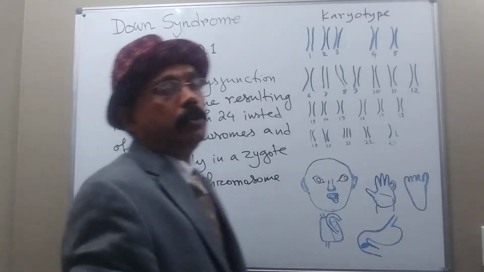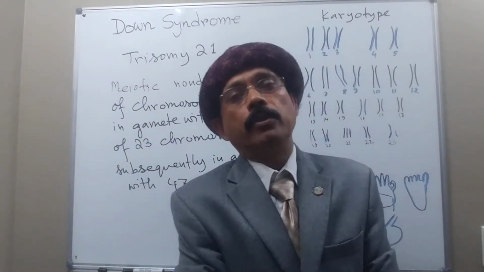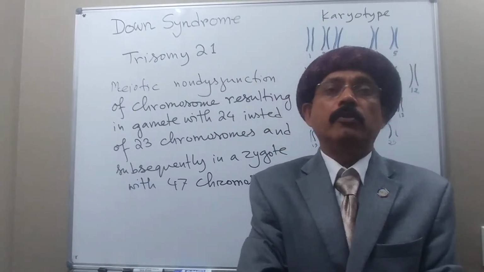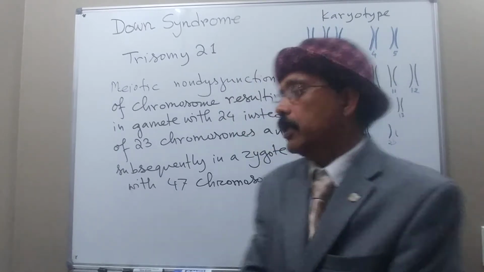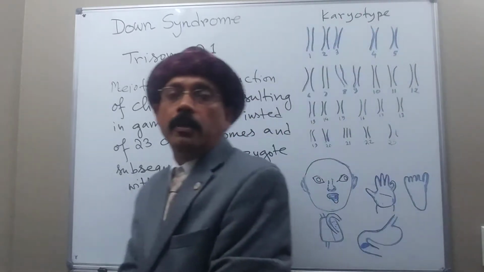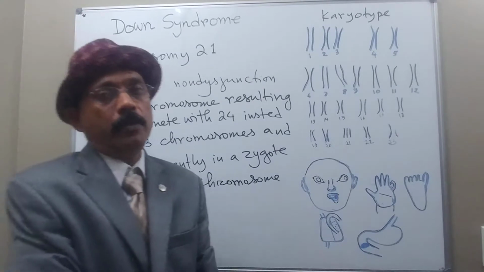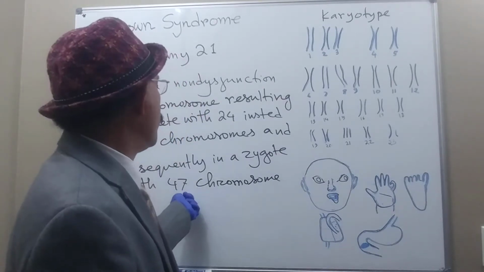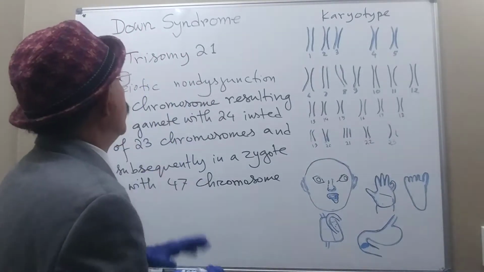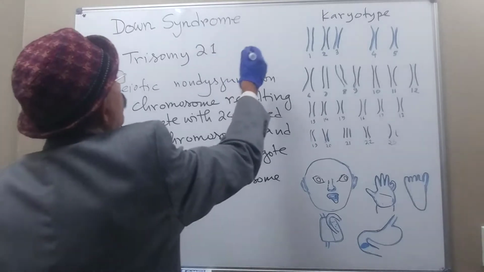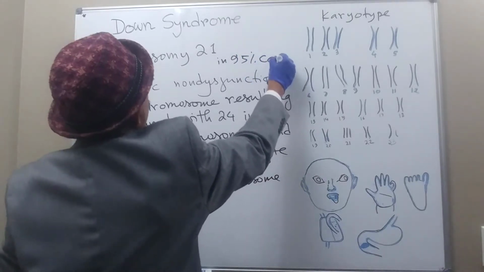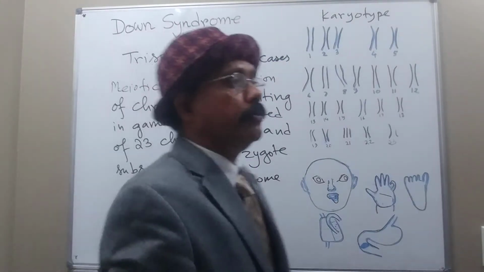Normally, a zygote should have 46 chromosomes, 23 from the sperm and 23 from the ovum. But here it will be 23 from the sperm and 24 from the ovum. So you will get 47 chromosomes. That is called trisomy 21. This is the cause of Down syndrome in 95% cases.